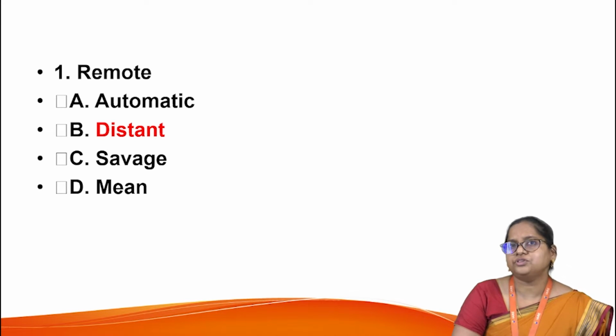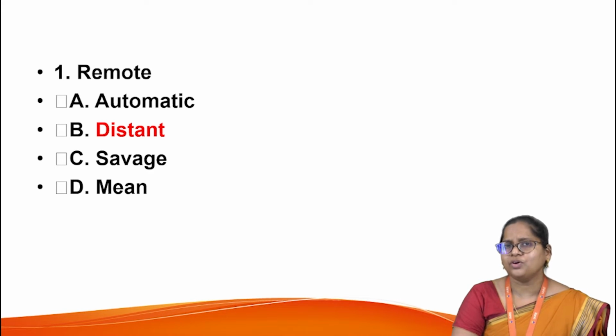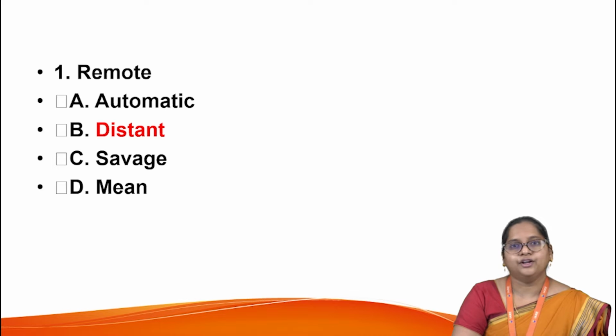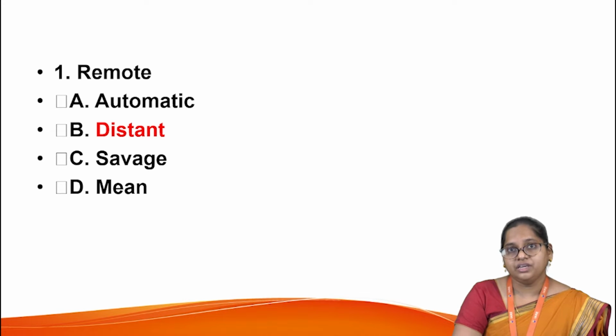Right. So now question one is "remote." What kind of remote is it? Is it a TV remote that we are talking about? No, it's not about that. The TV remote is something very different from the question that's been asked here. So "remote", that's all. No other clue for you, no sentence hint. So the options: A, automatic. B, distant. C, savage. D, mean.